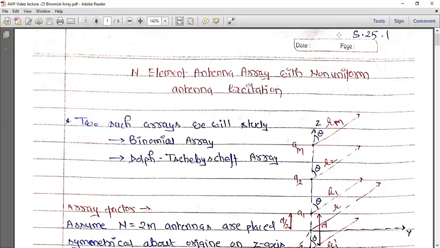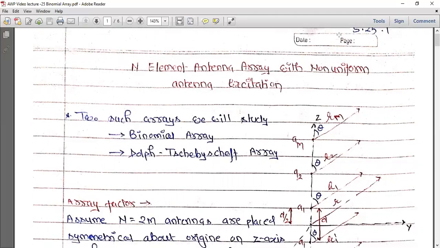For the fulfillment of this objective, there are two such antenna arrays we are going to study. The first one is the binomial antenna array, which we will study in this particular lecture, and in the next session we will go through the Dolph-Chebyshev antenna array. So ultimately, the objective is to find the excitations.